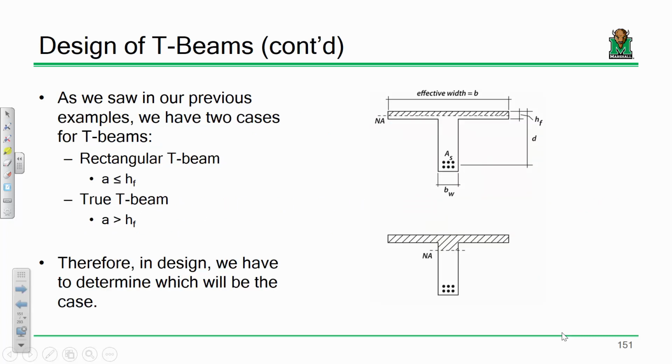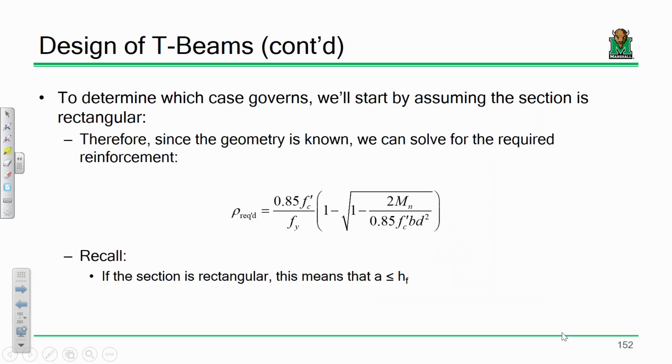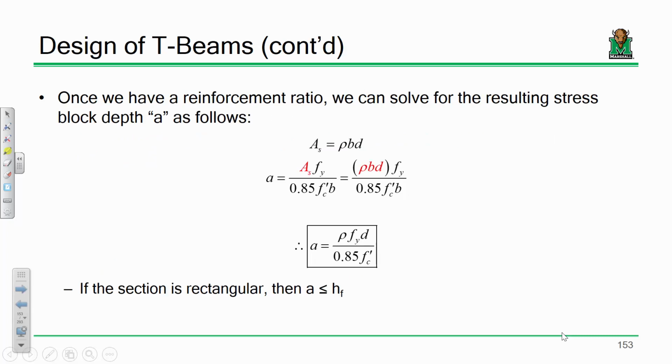So here's sort of what we've got to do. In our two previous examples, we noticed how we have a rectangular T-beam and we have a true T-beam, and that case depends on the depth of a. If a is below the flange, then it's a T-beam, but if it's above the flange, it's a rectangular T-beam. So here's our design process, and I want to sort of show you how this works. Now we're going to use this rho value, because we know what the beam looks like, so we can solve for rho. However, this rho value sort of assumes that it's a rectangular T-beam, so let me walk you through the process.